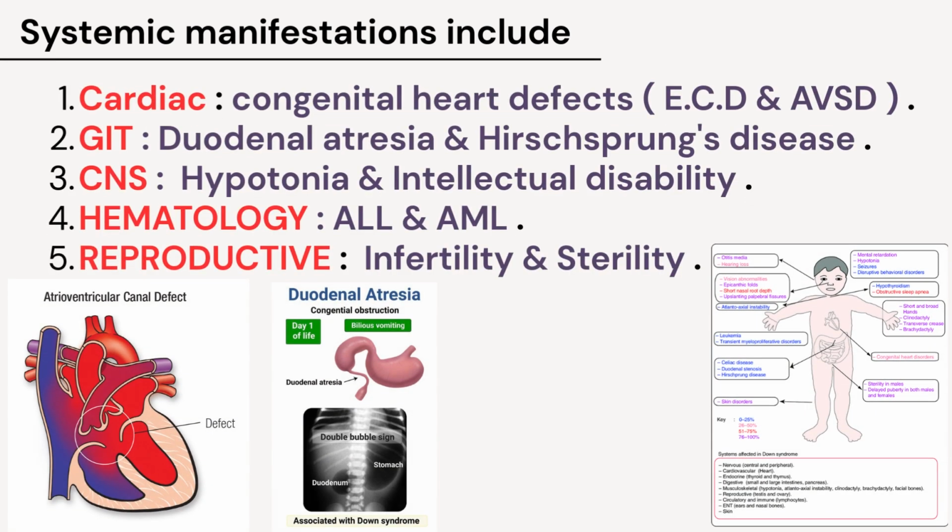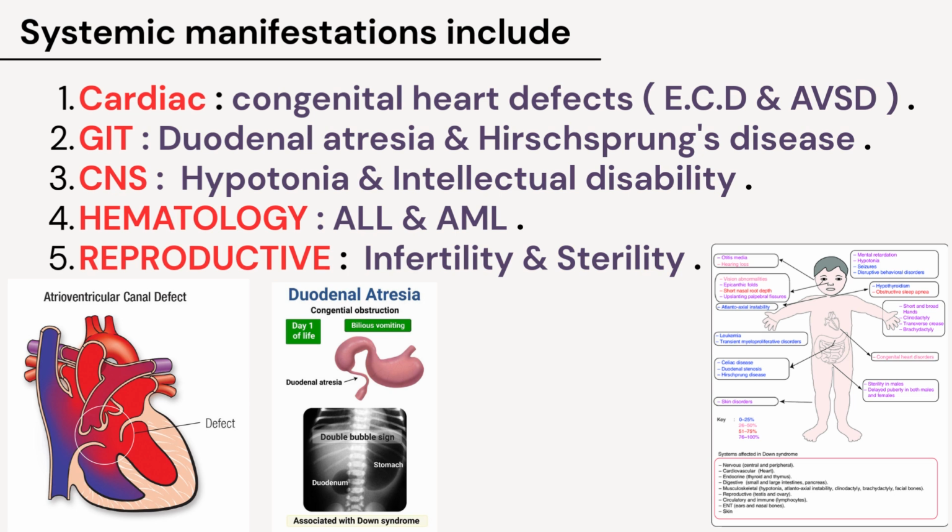Now let's talk about the associated congenital and medical problems. The systemic manifestations are as follows. Starting with the cardiovascular system, they can have congenital heart defects. These often include endocardial cushion defects and atrioventricular septal defects.